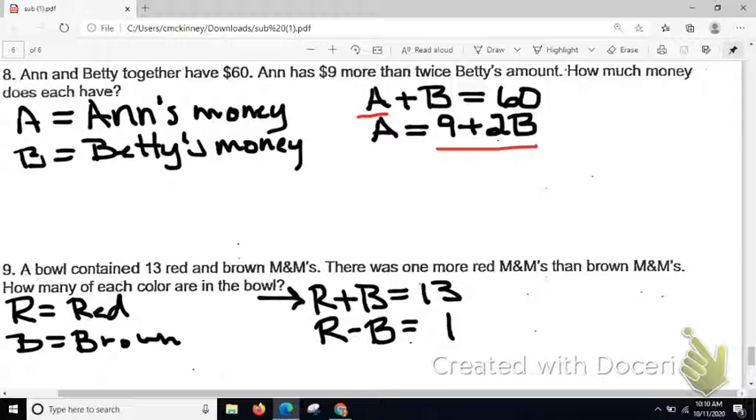And then number 10, as I mentioned before, number 10 is very similar to number 5 with a simple equation and then a money equation. Everything that has to do with money goes in the second equation.